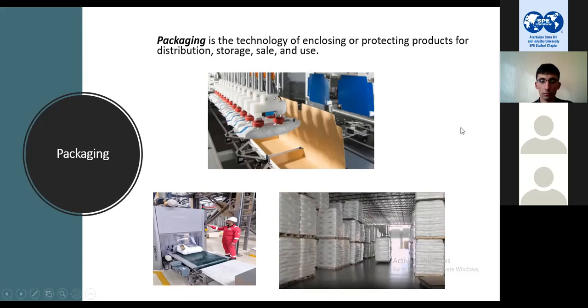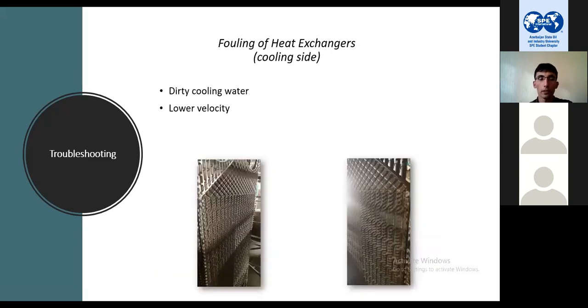So this should be the end of the process operation, and I would like to talk a bit about some problems, some issues that we faced so far in our plant. We can call this section troubleshooting. One of the famous problems is fouling of heat exchangers.